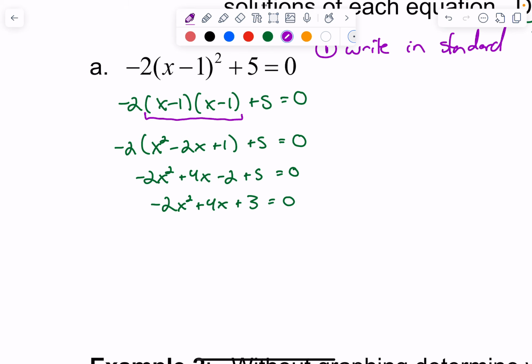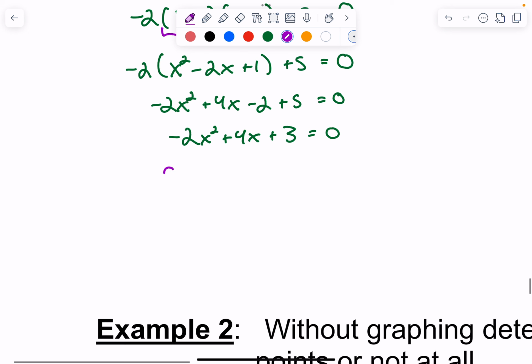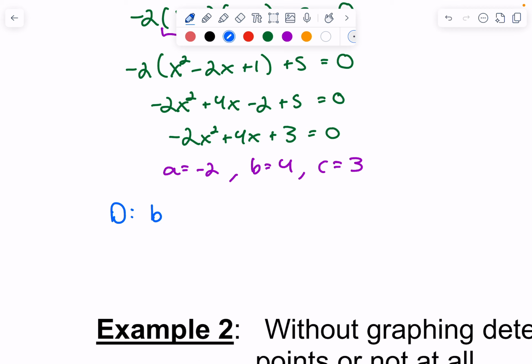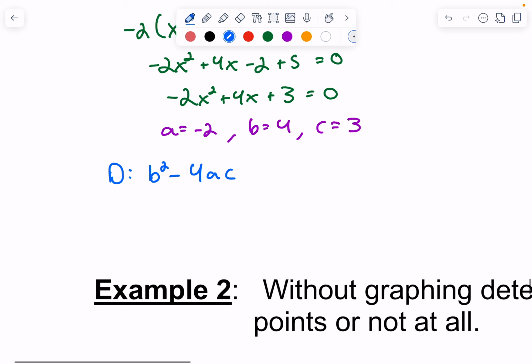So now we have our standard form. Here our a is minus 2, our b is 4, and our c is 3. So using the discriminant, the discriminant would be b squared minus 4ac, which is just the part under the square root. Well, what do we get? 4 squared minus 4 times minus 2 times 3.